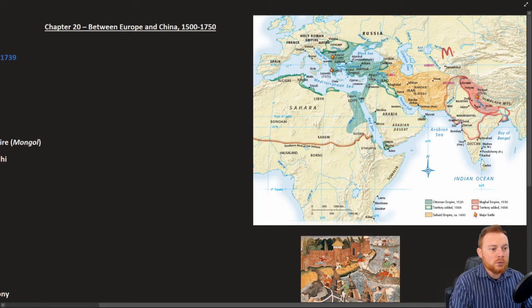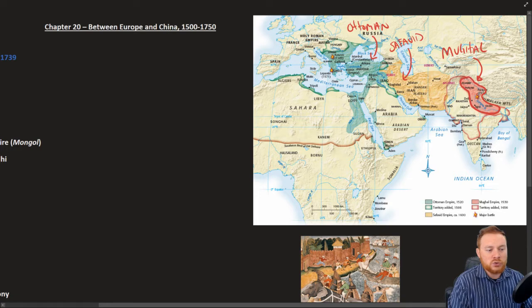The Mughals are this empire here in the red. We had previously covered the Safavids in the orange and the Ottomans in the green. The central base of power for the Mughals was northern India. So this dark red area here is where the Mughals have most control and strength. But the outline shows the extent to which the Mughals controlled India.